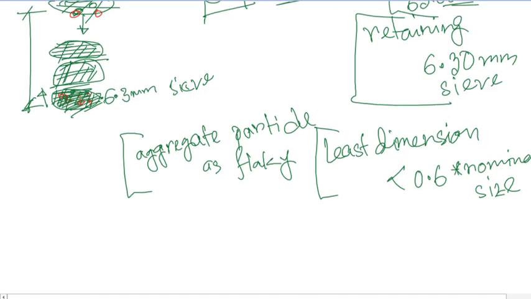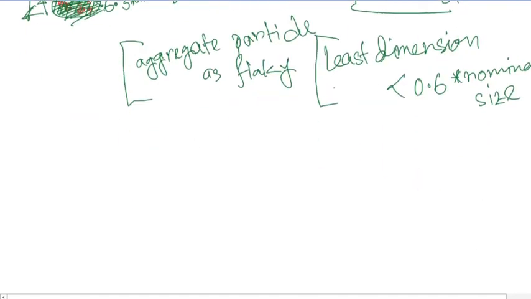So let's define the nominal size. As you know, whenever we conduct the test, we will be testing whether a particle is flaky or not using a special apparatus known as the thickness gauge. For the elongation index, we will be conducting the experiment using the length gauge. The thickness gauge we are talking about is for flaky particles.